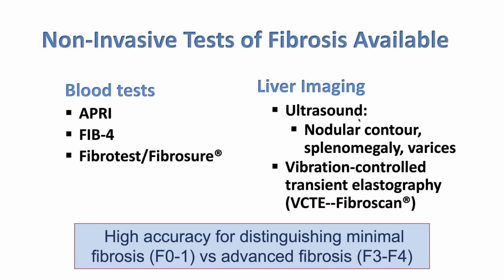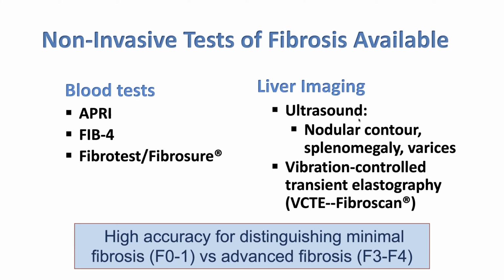And then obviously liver imaging can be helpful. And I tend to get an ultrasound on my hepatitis C infected patients. And I'm using the ultrasound to see if there's any clues that the patient may have cirrhosis, such as a nodular liver edge, splenomegaly, intra-abdominal varices. But oftentimes the ultrasound is normal, and that's okay.